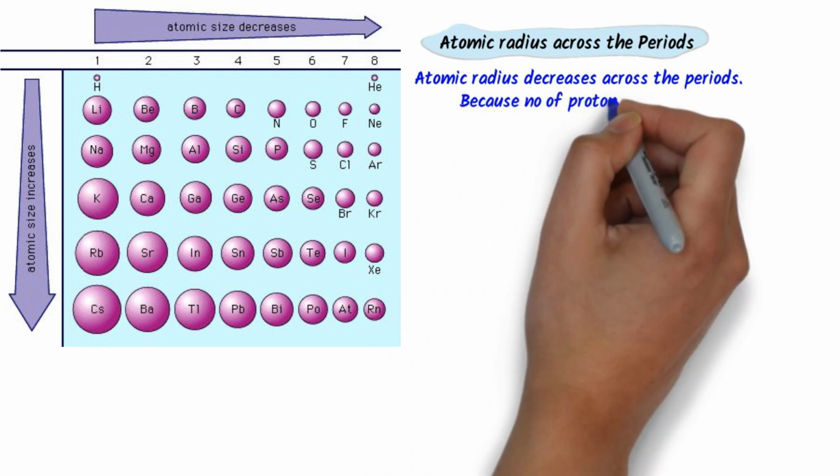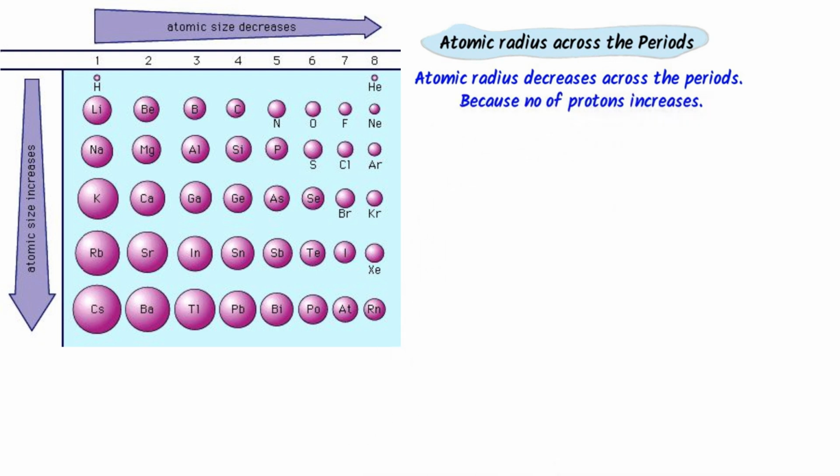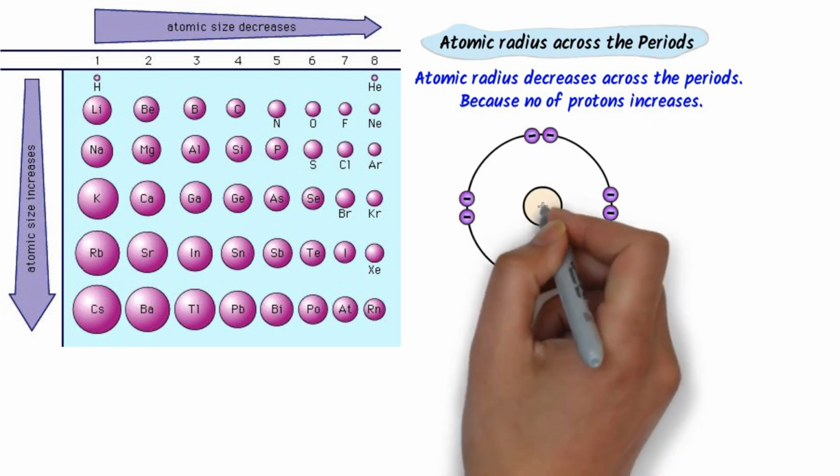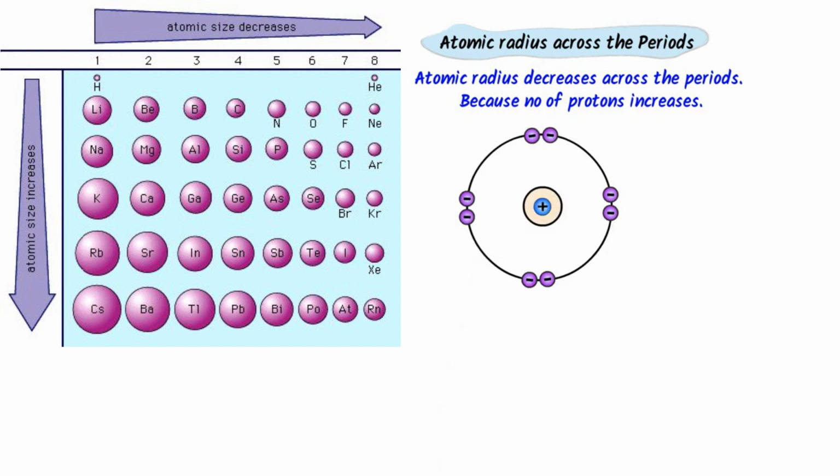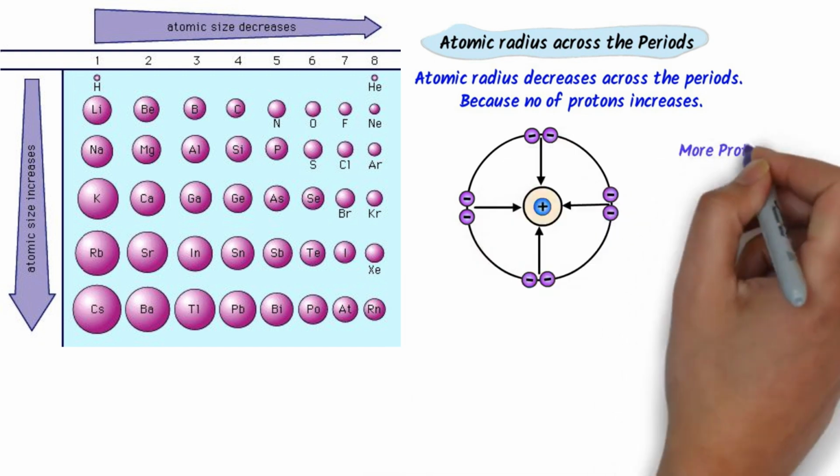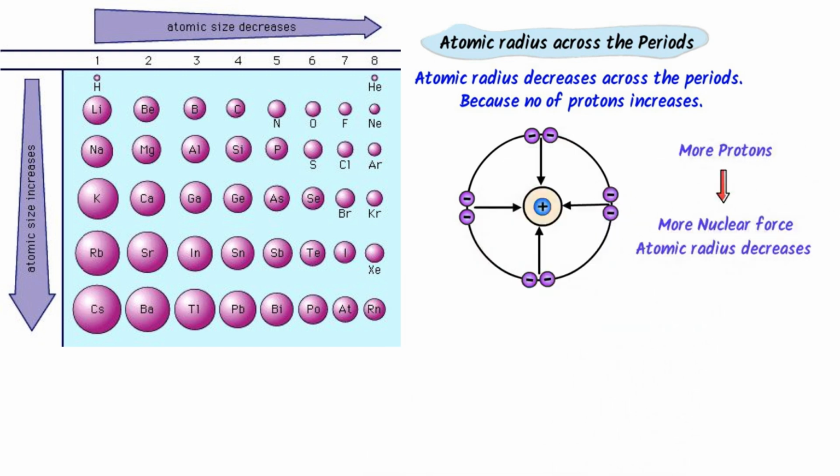It is because the number of protons increases. We know that electrons have negative charge and protons have positive charge. More protons means more positive charge. Hence, more positive charge or more protons pull the electrons towards the nucleus. Thus, we say that atomic size decreases across the period from left to right.